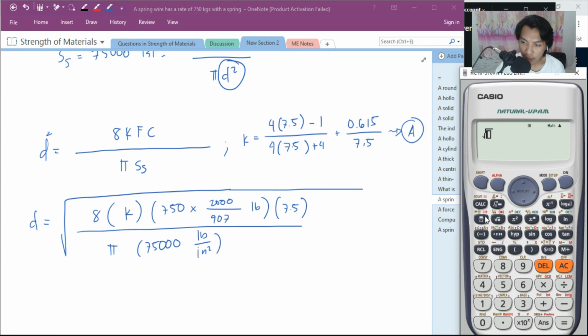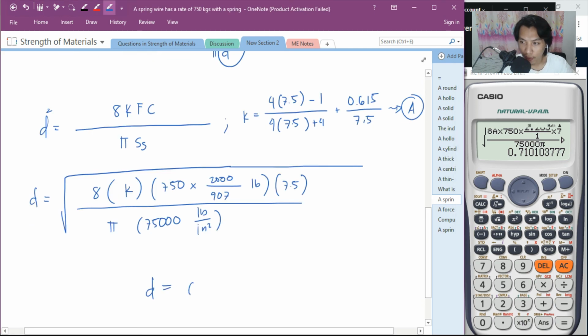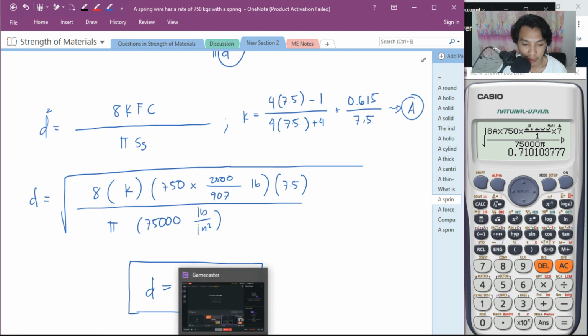Then, square root of 8 alpha A times 750 times 2,000 so there are no decimals. It could also be 2.205, same thing, divided by 1. Times 7.5. If you're confused, let's just use 2.205 pounds per kilogram times 75,000 shift pi. The answer will be the diameter of 0.71 inch. That's how easy it is. Just use a little thinking. Okay, that's all. That will be all for part number 4.